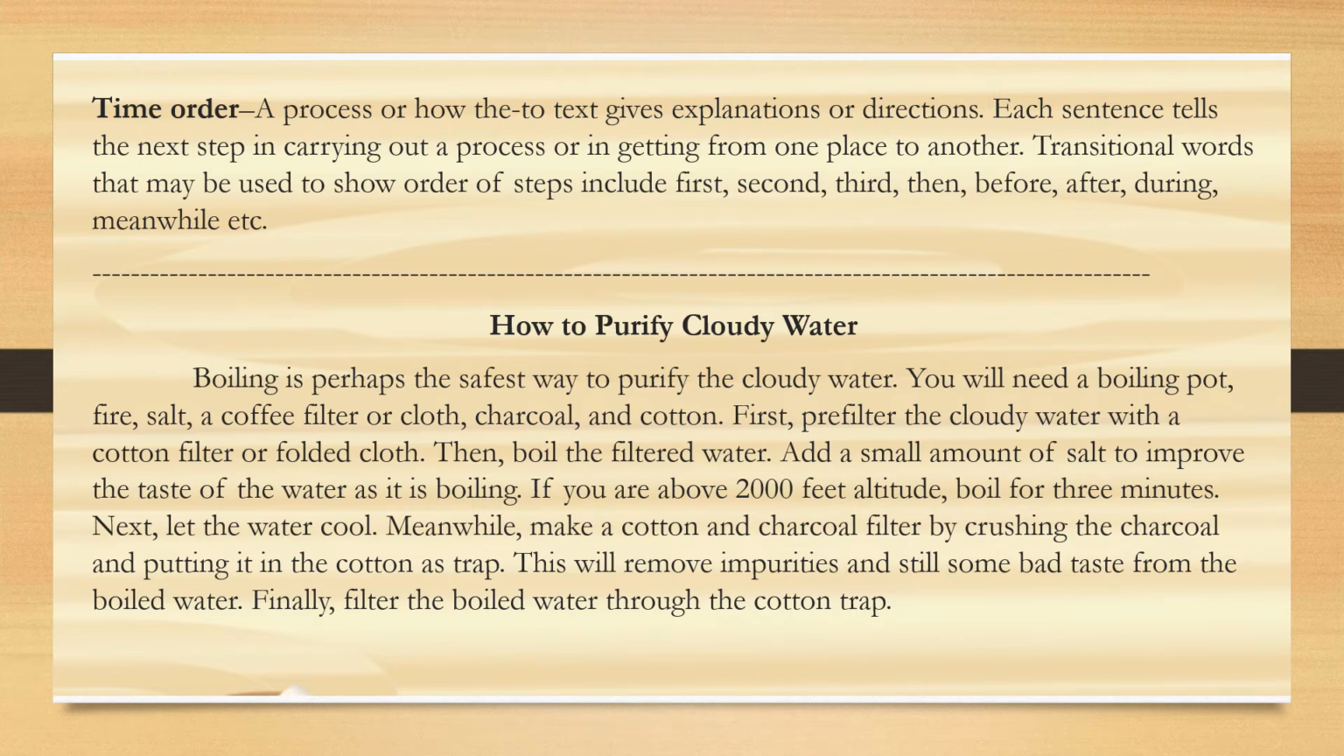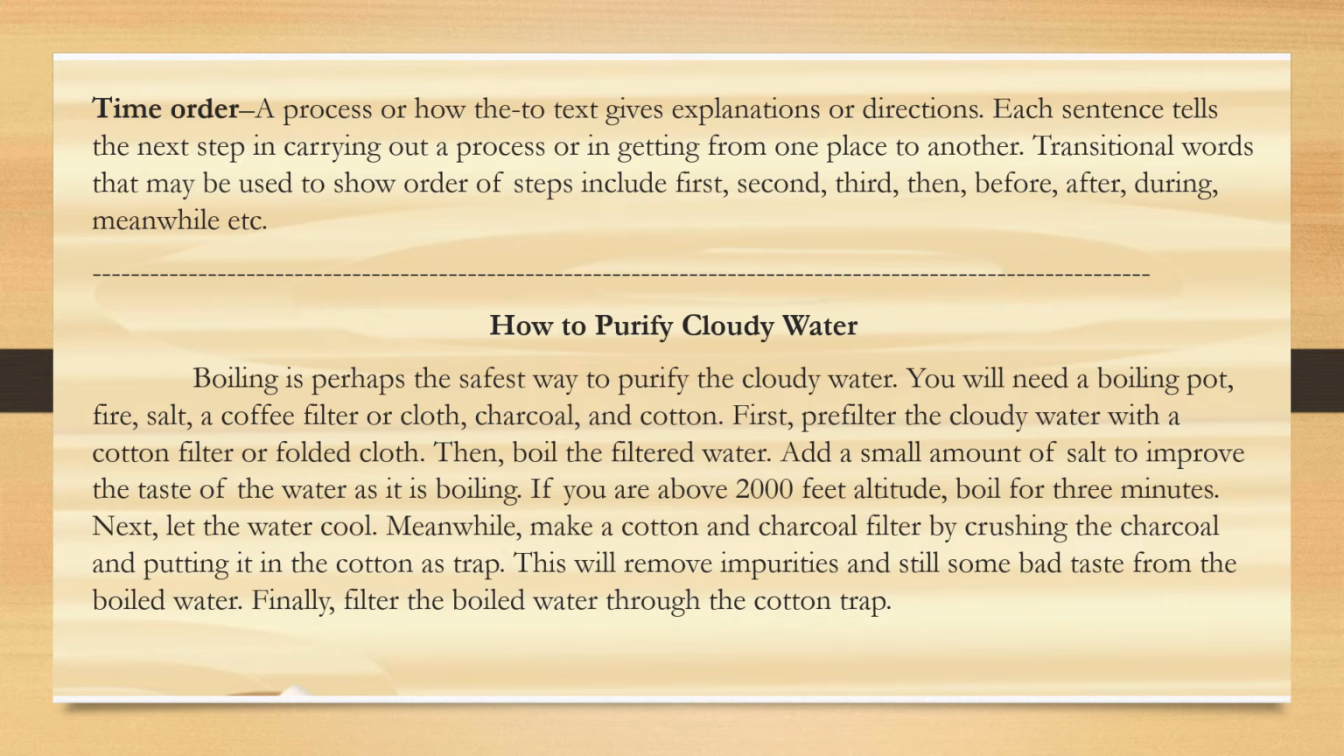Boiling is perhaps the safest way to purify the cloudy water. You will need a boiling pot, fire, salt, a coffee filter or cloth, charcoal, and cotton. First, refilter the cloudy water with a cotton filter or folded cloth. Then, boil the filtered water. Add a small amount of salt to improve the taste of the water as it's boiling. If you are above 2,000 feet altitude, boil for 3 minutes.